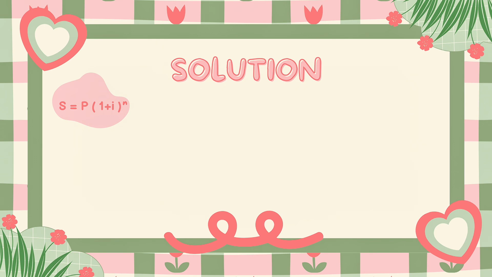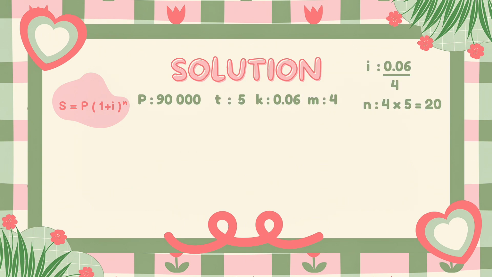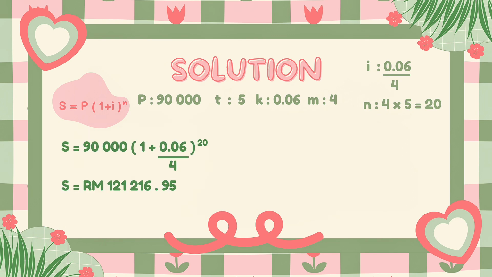The formula that we need to use is S equals P(1 plus i) to the power of n. Firstly, list down the information. P is 19,000, t is 5, k is 0.06 and m is 4 because it's compounded quarterly. n equals 4 multiplied by 5 equals 20, and i equals 0.06 over 4. So make the calculations and the answer for S is 121,216.95 ringgit.